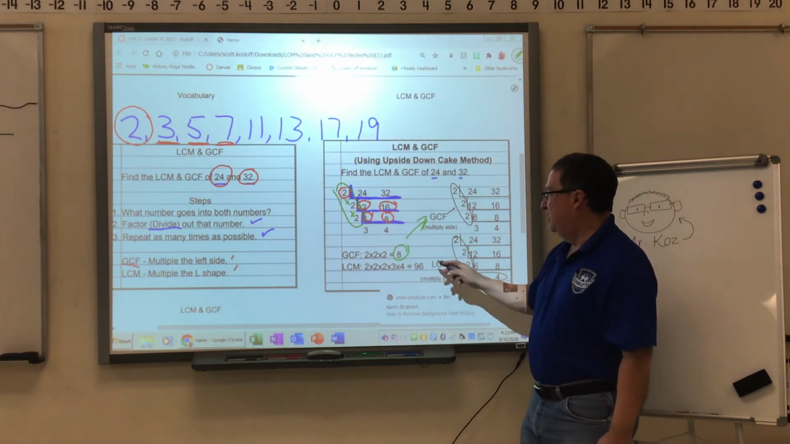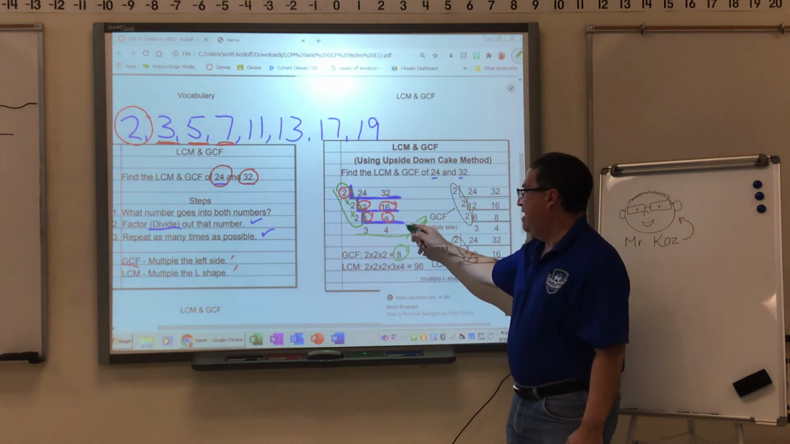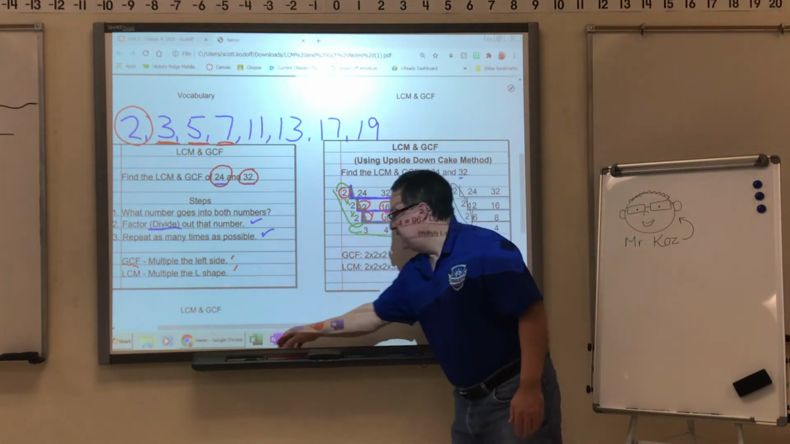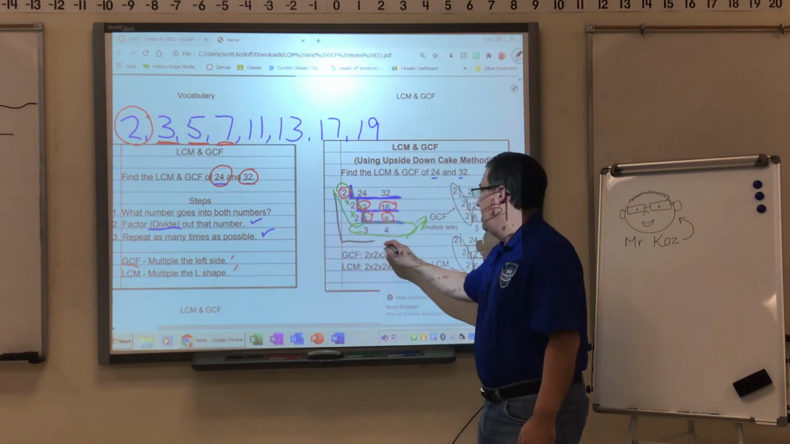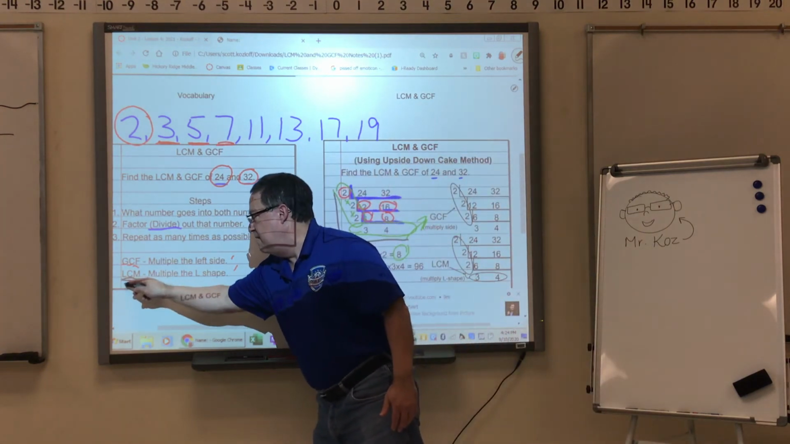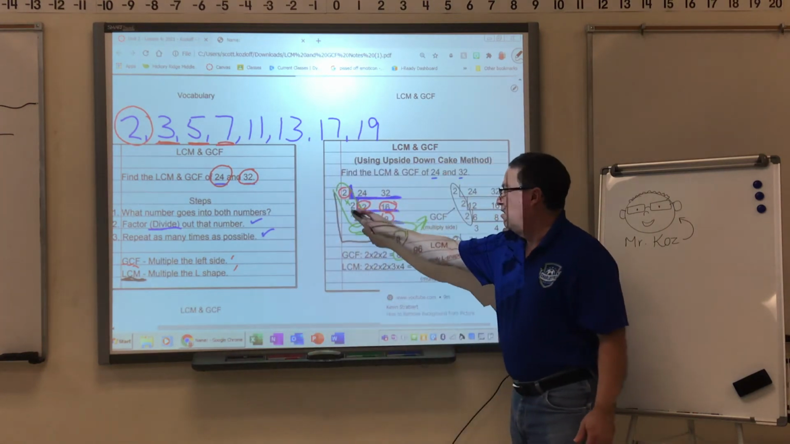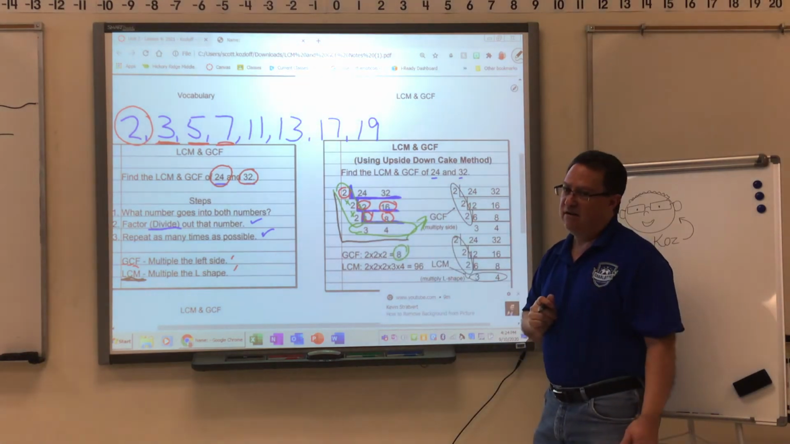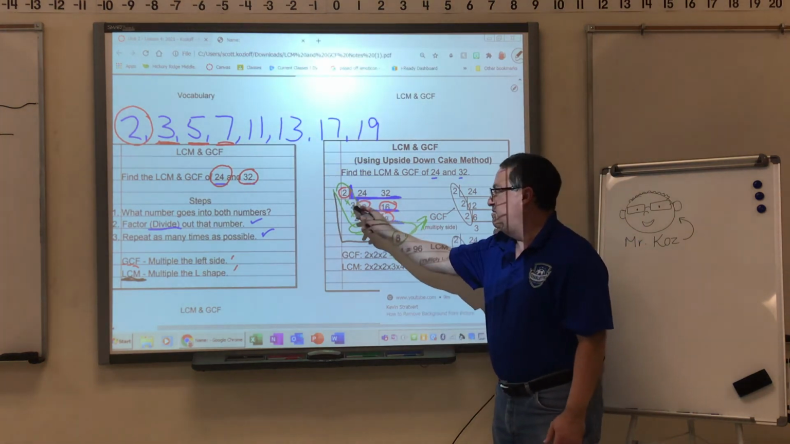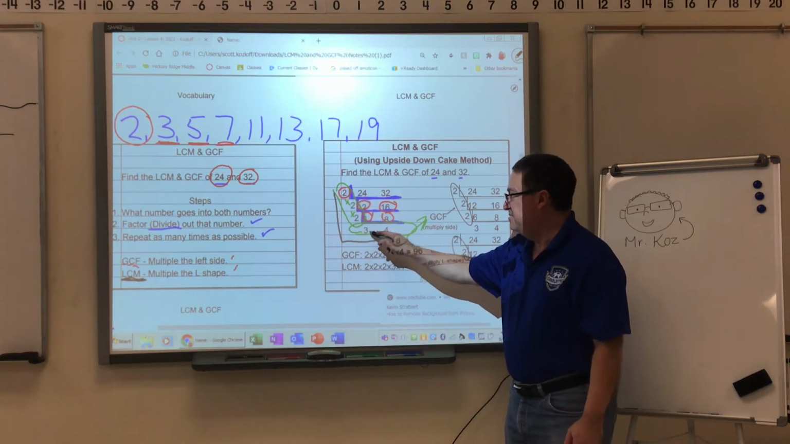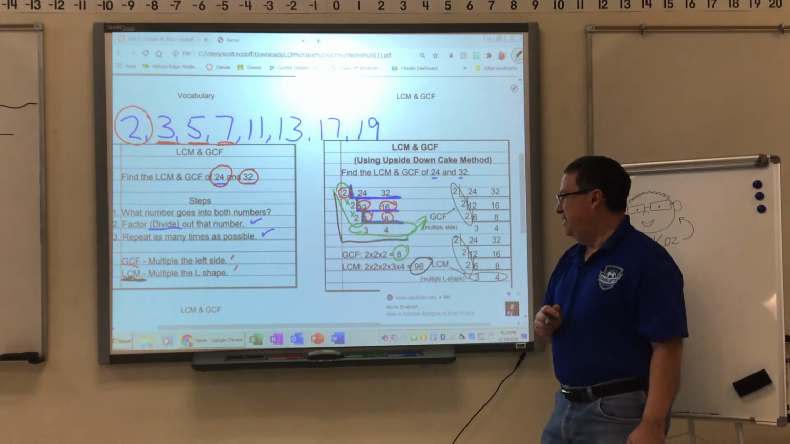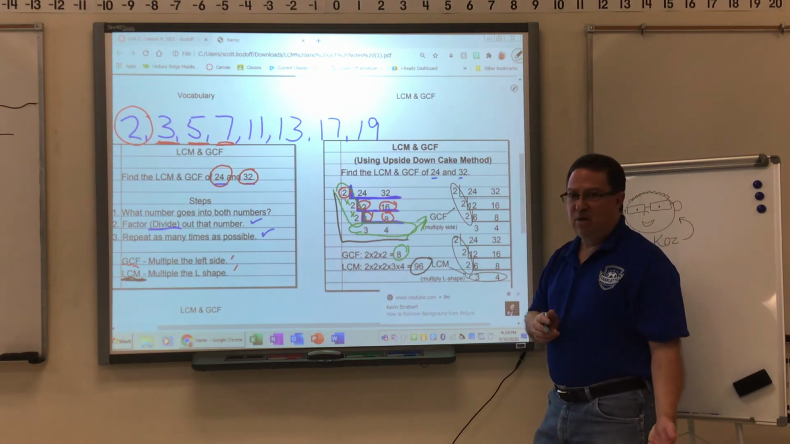How do I find the LCM? I now take my last two numbers and I circle them. And if you notice, that makes the letter L. So that's how you can remember LCM. The least common multiple are all the numbers on the outside of my upside down cake multiplied together. Now I have 2 times 2 times 2 times 3 times 4. And that gives me my LCM, or my least common multiple.